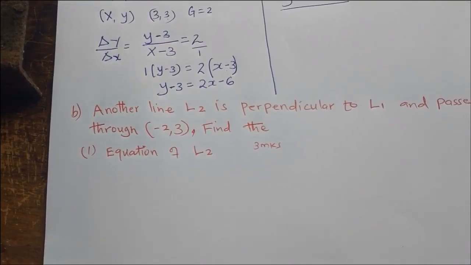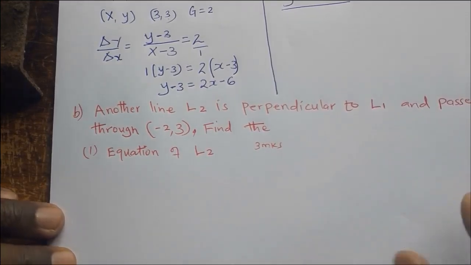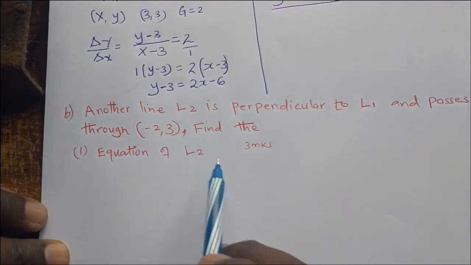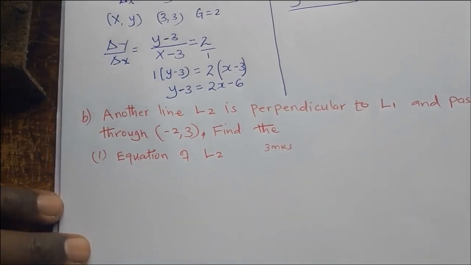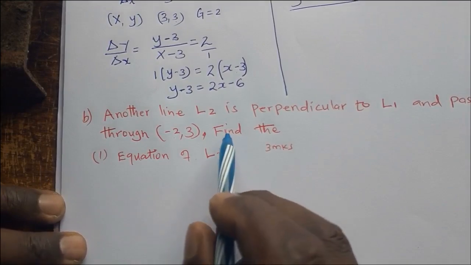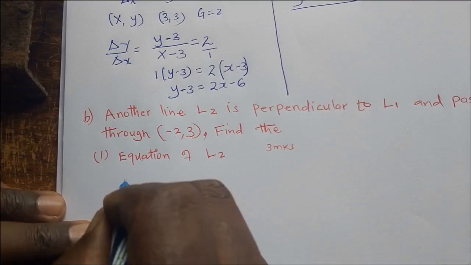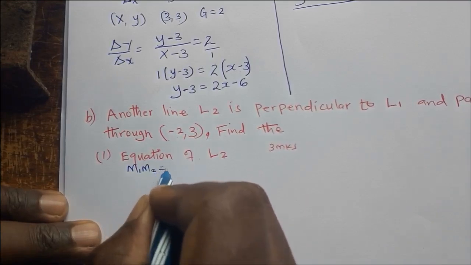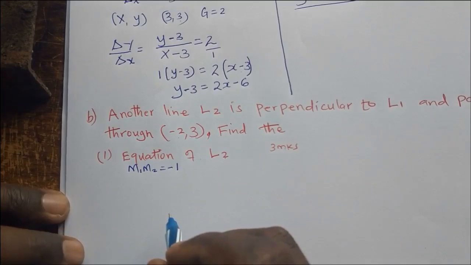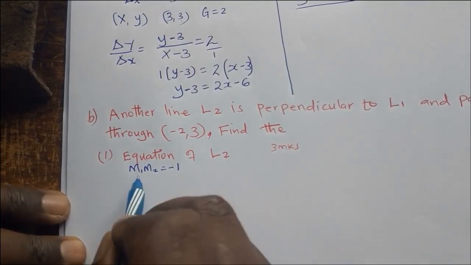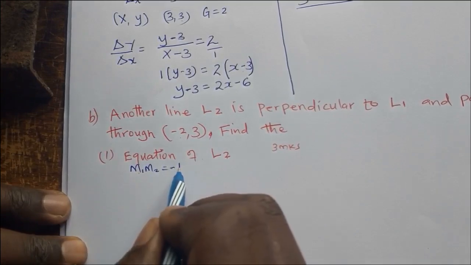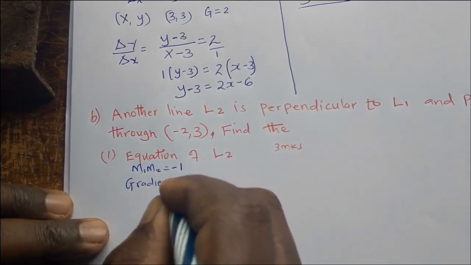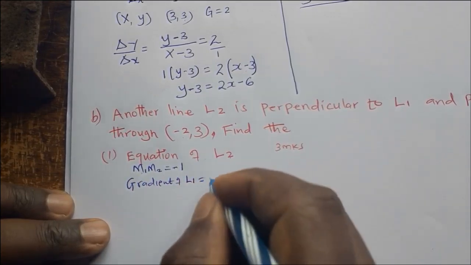Another line, L2, is perpendicular to L1 and passes through (-2, 3). Find the equation of L2. So since the two lines L1 and L2 are perpendicular, then we know that m1 times m2, the answer should be negative 1. Perpendicular lines, when you multiply their gradients, the answer should be negative 1. Now we know the gradient of L1 is equal to 2.